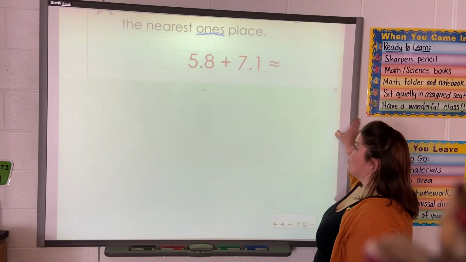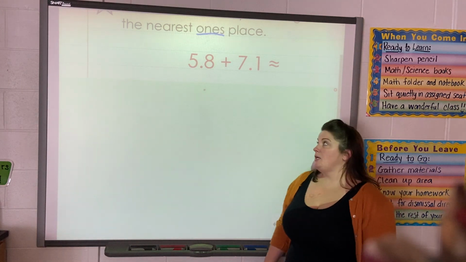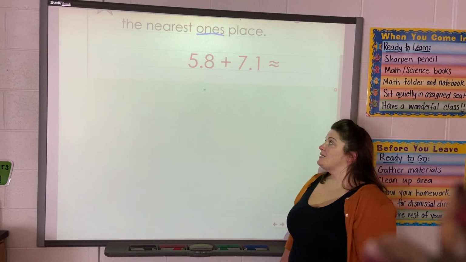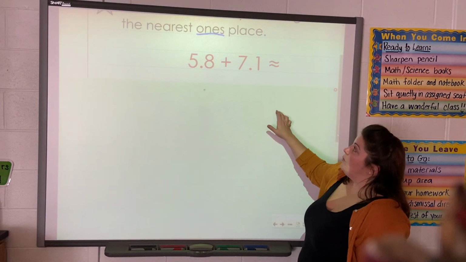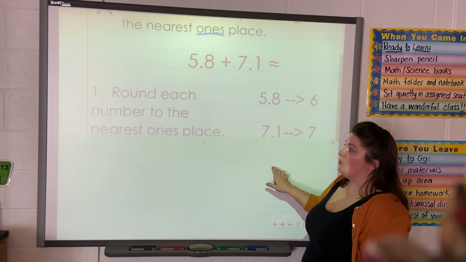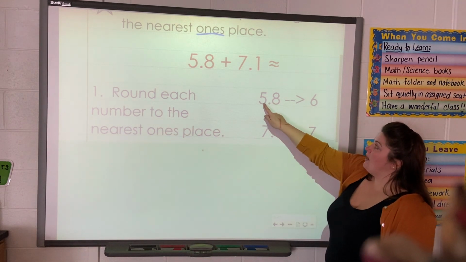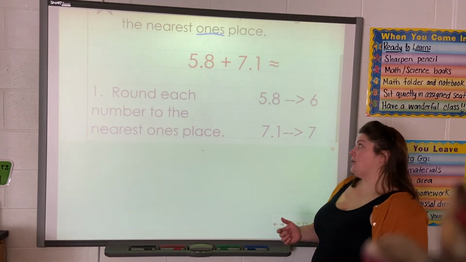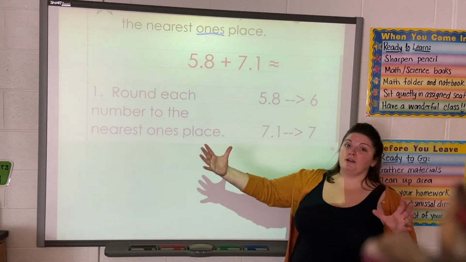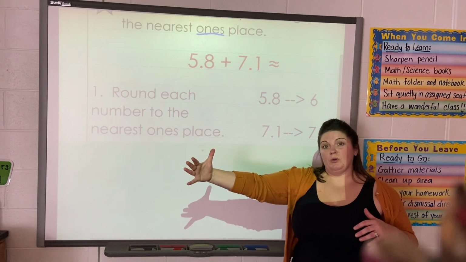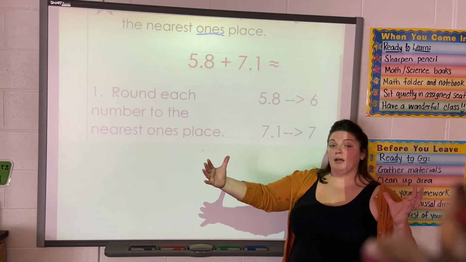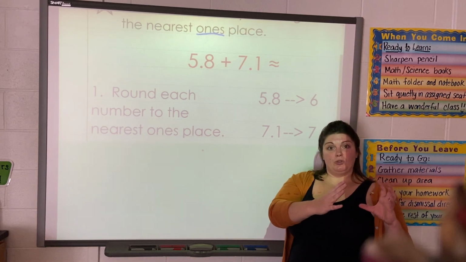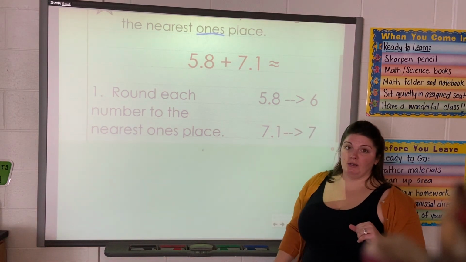If this is our problem that we want to estimate, 5 8/10 plus 7 1/10 is about, we're rounding them to the nearest ones place. So 5 8/10, is it closer to 5 or is it closer to 6? If we think of a number line and we have 5 on the low side, 6 on the higher side, if we were to graph 5 8/10, it would be closer to the whole number 6.